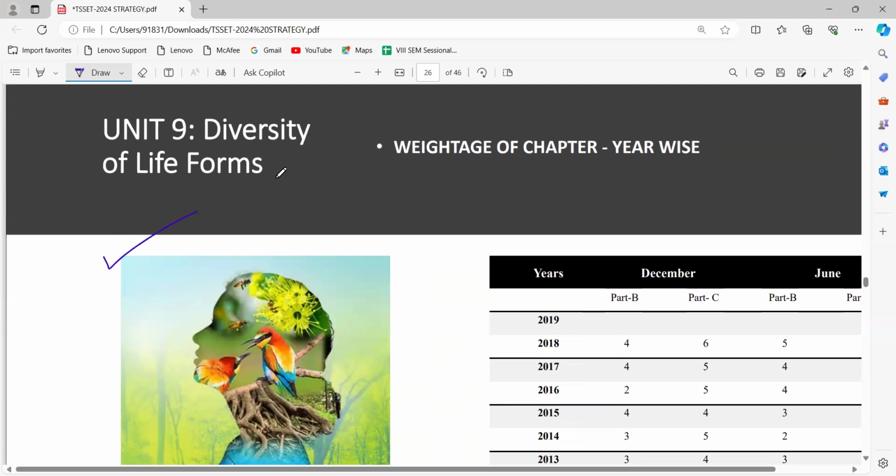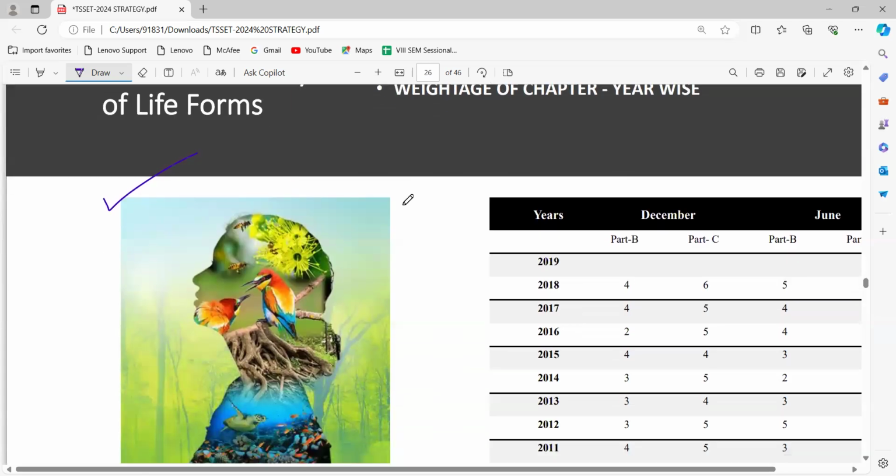You don't need to read this unit also, because the diversity of life forms is a unit where you get the questions from plant kingdom, animal kingdom.